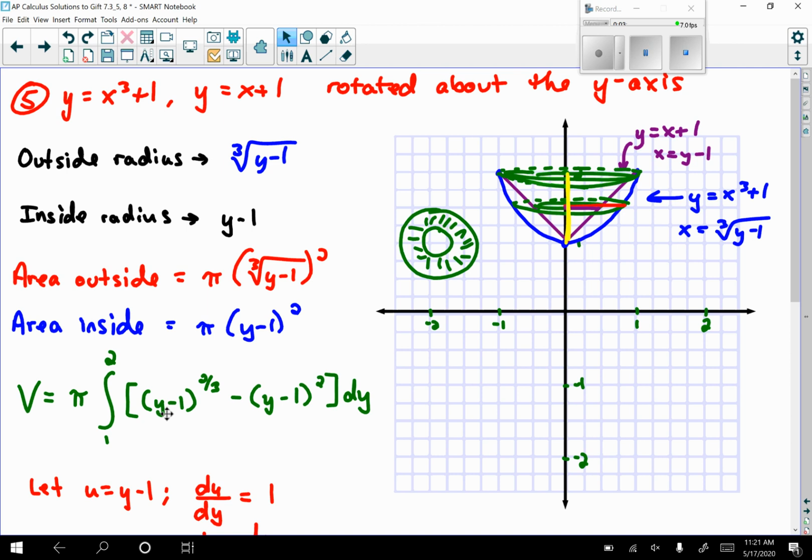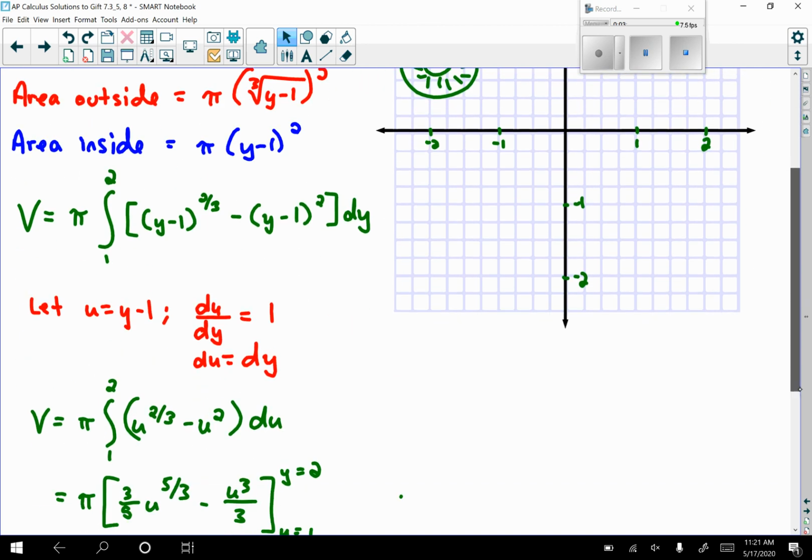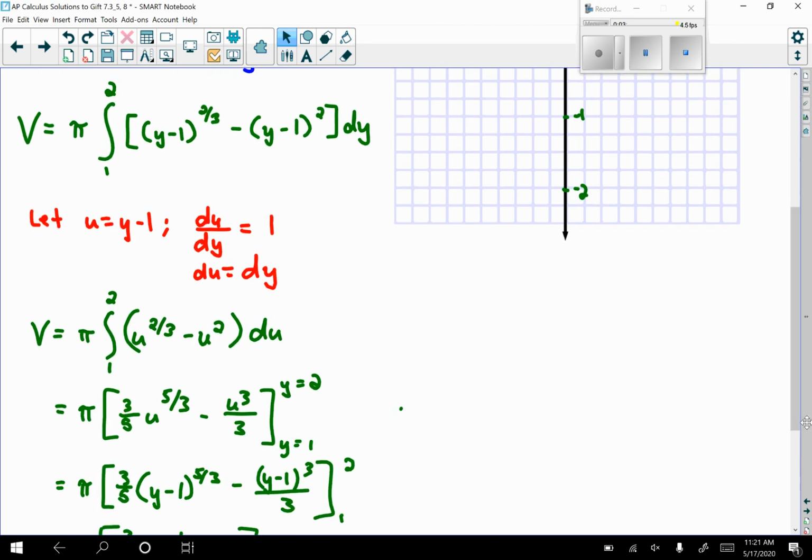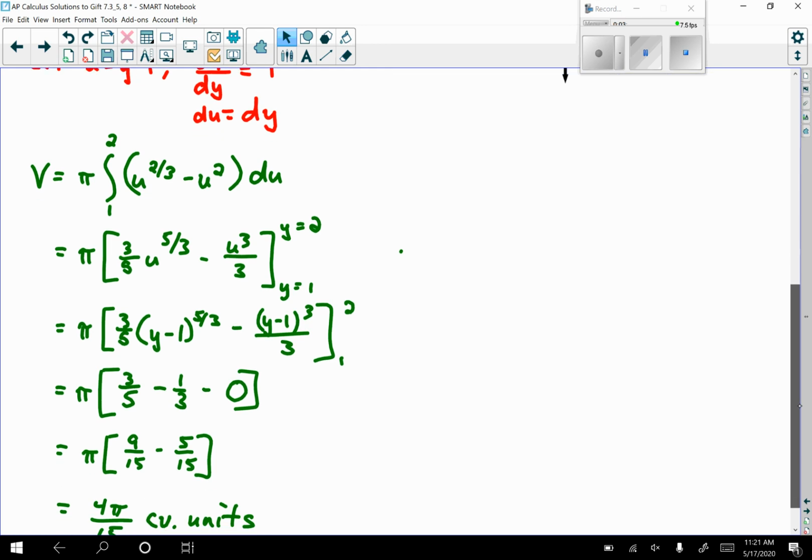So again, this will become u to the 5/3 over 5/3, which means I just multiply by the reciprocal here, and then minus u cubed over 3. Again, I'm leaving it y equals 1 to y equals 2. Then I want to bring back in the y minus 1 here.